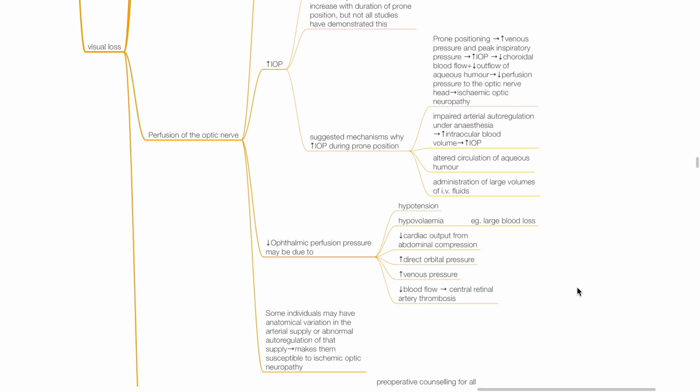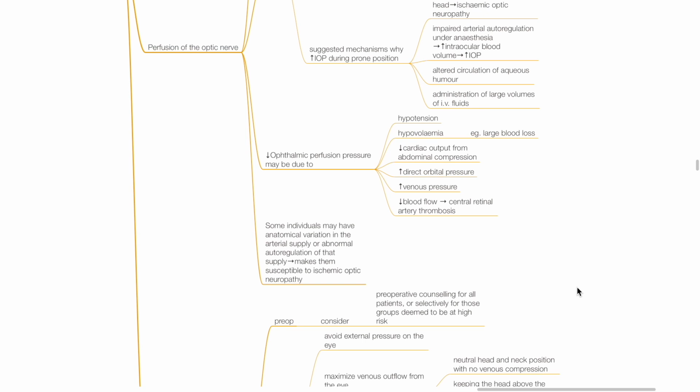Reduction in ophthalmic perfusion pressure may be due to hypotension, hypovolemia, reduced cardiac output from abdominal compression, direct orbital pressure, increased venous pressure, and reduced blood flow via central retinal artery thrombosis. Some individuals may have anatomic variation in the arterial supply or abnormal autoregulation of that supply, and this makes them susceptible to ischemic optic neuropathy.